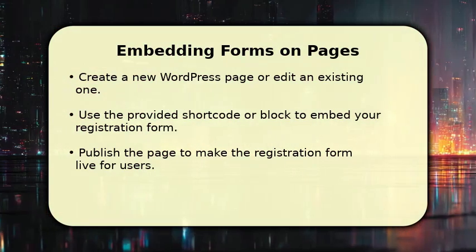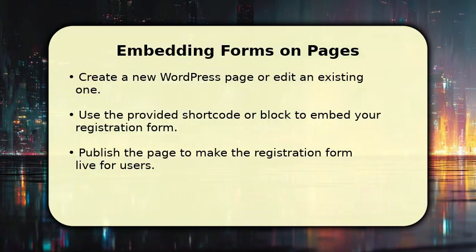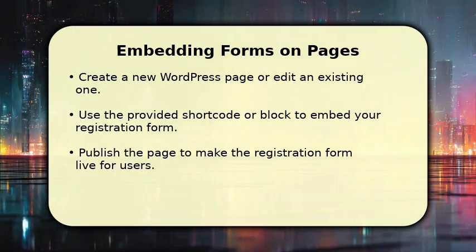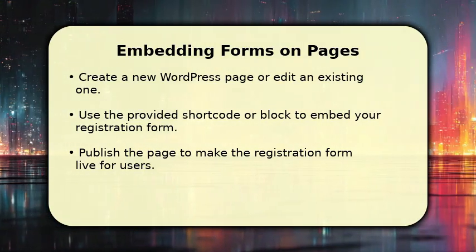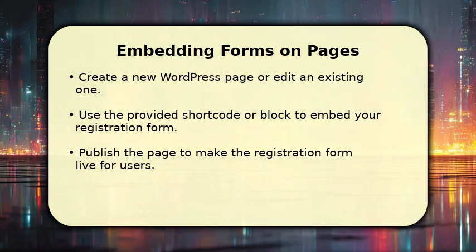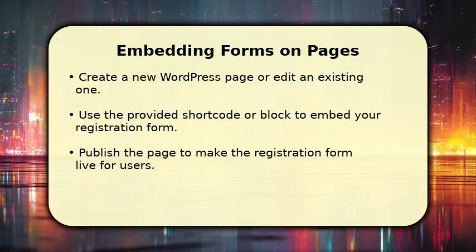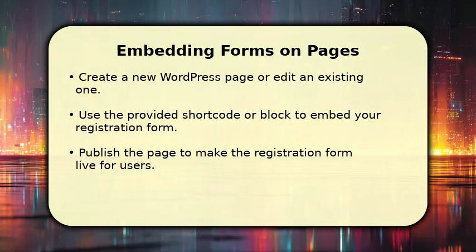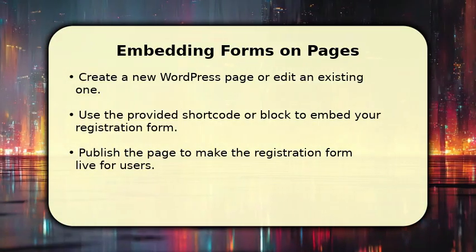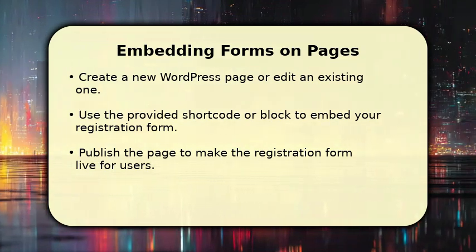With your form created, the next step is to display it on your website. Head to Pages and either create a new page or edit an existing one where you want the form to appear. The User Registration plugin provides a convenient shortcode or a dedicated block. Simply insert this into your page content. After adding the shortcode or block, publish or update your page. Now, your visitors can easily find and use the registration form, making the sign-up process seamless and straightforward.